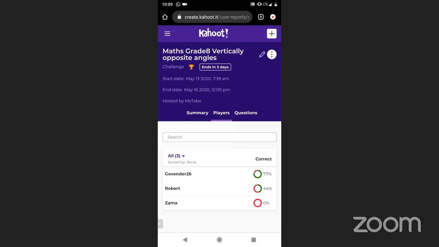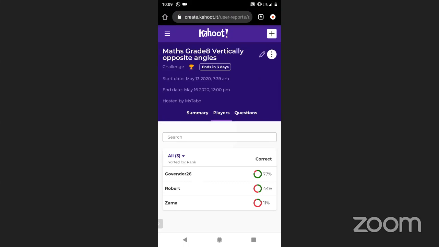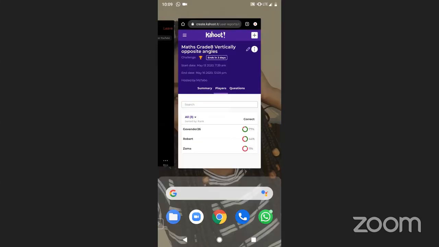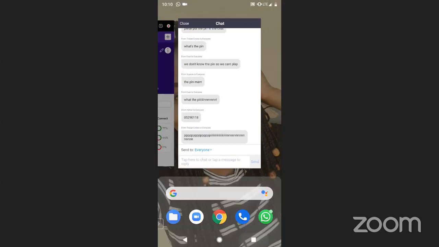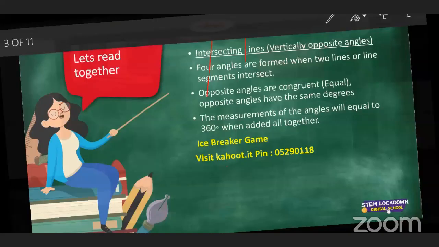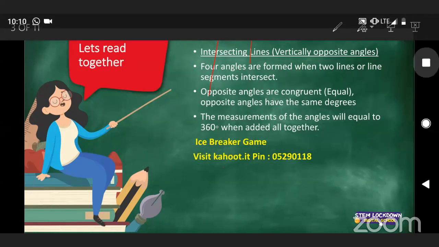Guys, can you please enter? Okay, Zama, there we go. He's just started answering the questions. Guys, tell me when you can access the pin. Oh, the pin, guys. Here's the pin. The pin is 05290. That's our pin.